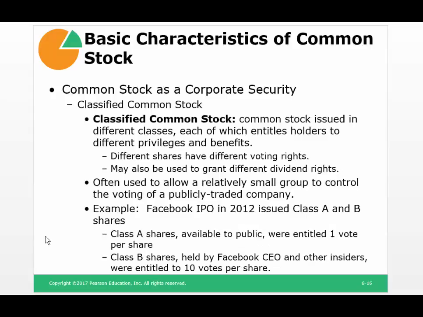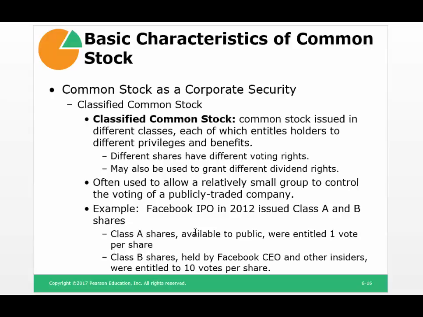Another characteristic of stock, and again, not all that prevalent, you don't see them everywhere, but we talk about something called classified common stock. What classified common stock basically is, is one company has more than one kind of share. Now, what are the differences between the shares? The differences could be in dividends, but it also could be in voting rights.